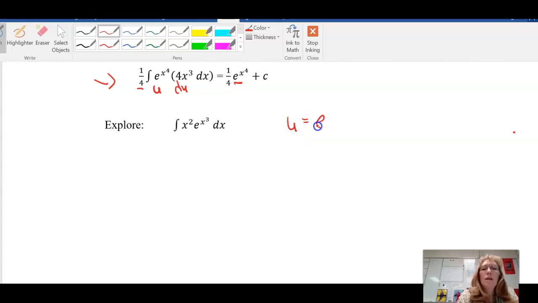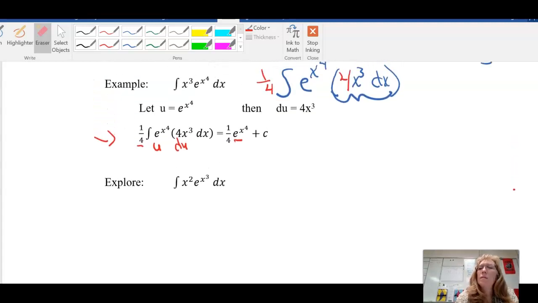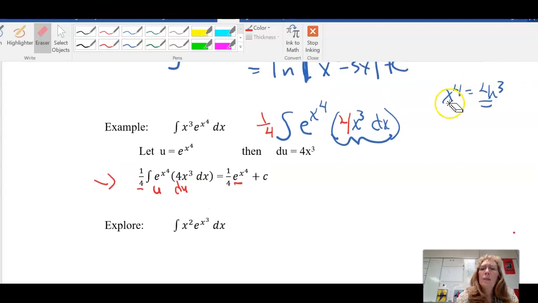So your u is e to the, hang on, I think I might have messed you up a little bit here. Hopefully this is written wrong here. Your u is just x to the fourth. Your du is 4x cubed. Sorry about that. So make sure you got that u out of there. It's right up here, but not in your notes.